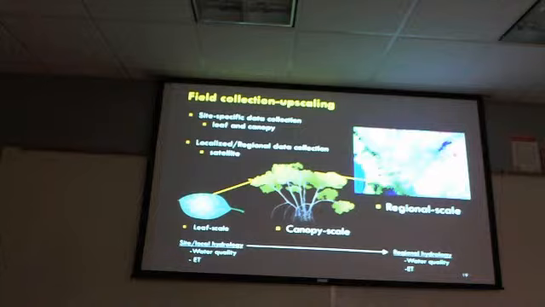So this goes with the field collections. I've been collecting leaf and canopy level measurements, going from the field, leaf level, site level scale, and bringing that up to a regional scale where we can make these broad estimates that are going to be more cost effective than these really pricey site-specific measurements that we have to make.